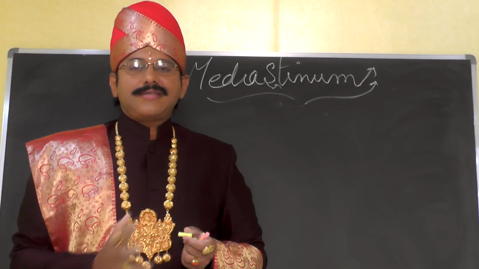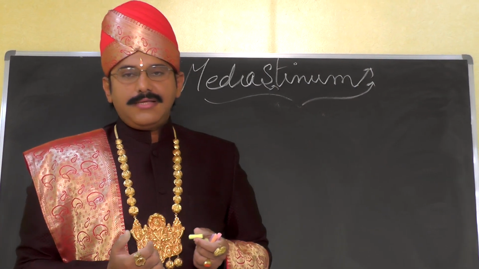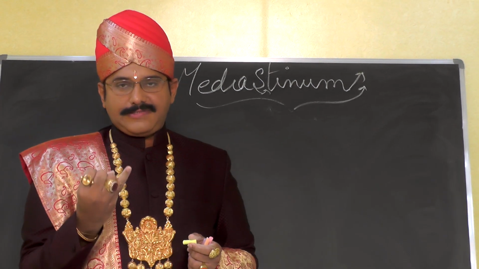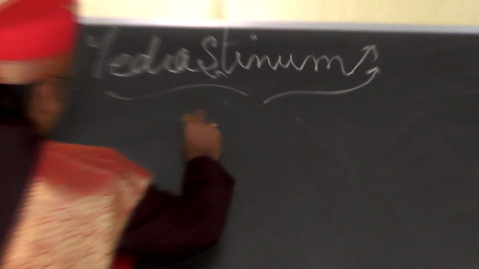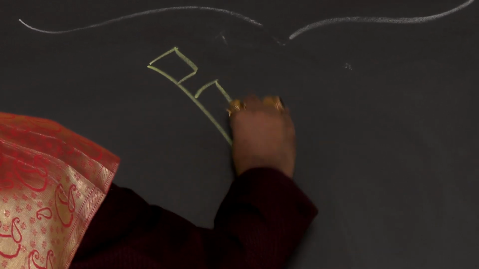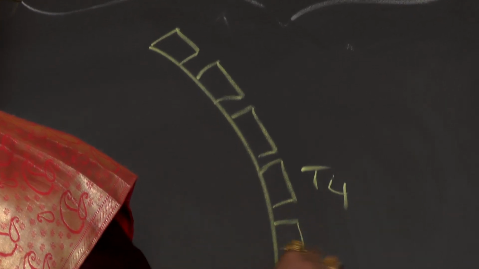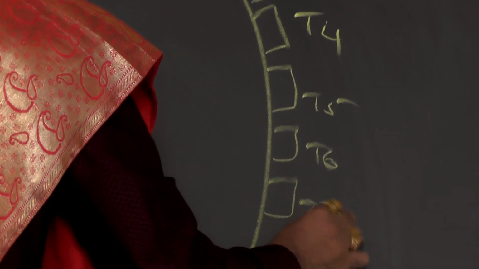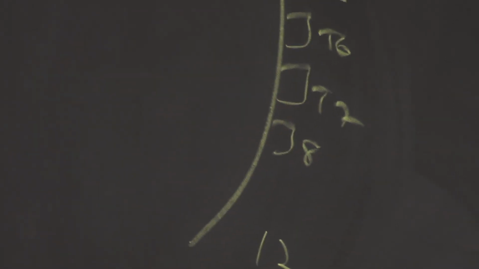Okay, so let us now learn about the mediastinum. What are the boundaries? What are the divisions of the mediastinum? First we are going to learn the boundaries, then we are going to learn about the divisions. Let us start with the diagram of the vertebral column. Now you know this is T1, T2, T3, T4, then you have got T5, T6, T7, T8, like that up to T12 you are having the vertebral column.